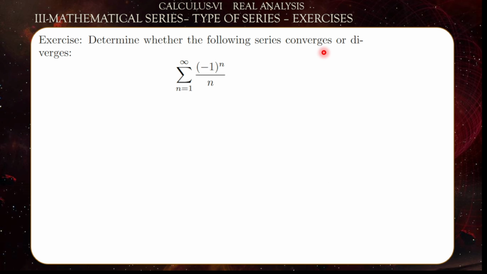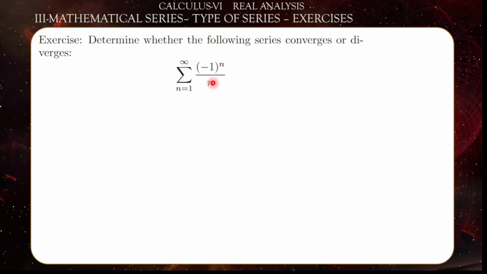Determine whether the following series converges or diverges. Sigma from n equal 1 to infinity of minus 1 to the power of n divided by n. At first, you kind of notice something. You can pause the video, of course, and try to figure it out. But as we move on, you notice that this is an alternating series, with minus 1 keeping alternating between a positive and negative value, minus 1, plus 1, all the way, and it is divided by n, which is the denominator.